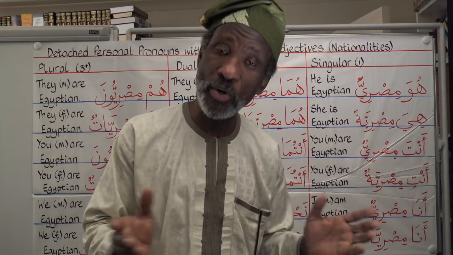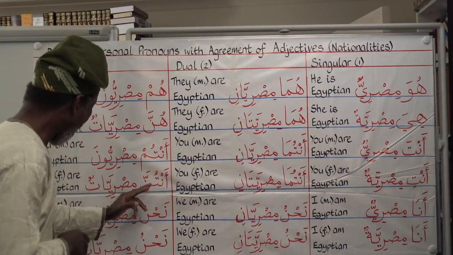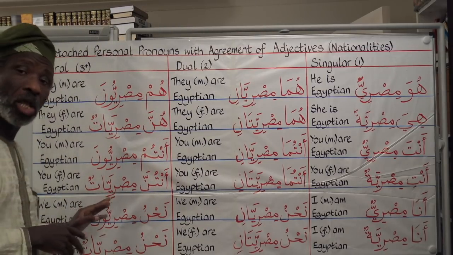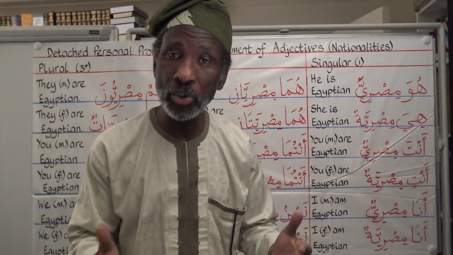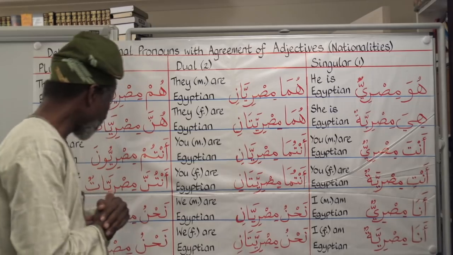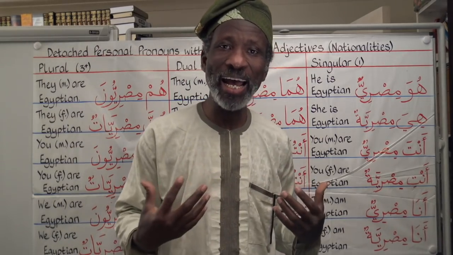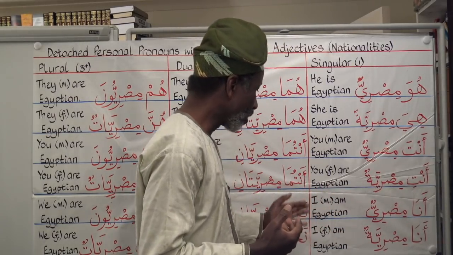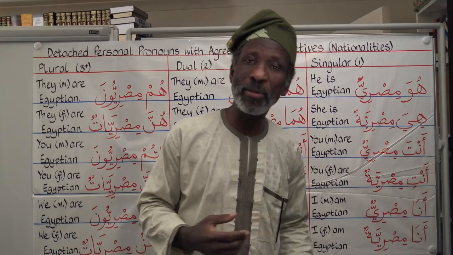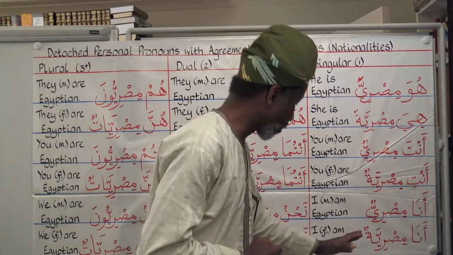Then we have plural, أنتم مصريون. You are Egyptian men. أنتن مصريات. You are Egyptian women. Now, first person, المتكلم. أنا مصري. I am Egyptian. أنا مصرية. If a lady is speaking, you say أنا, I am مصرية.